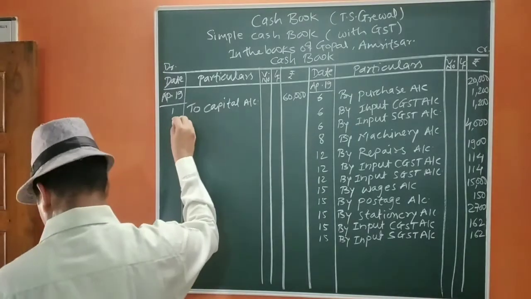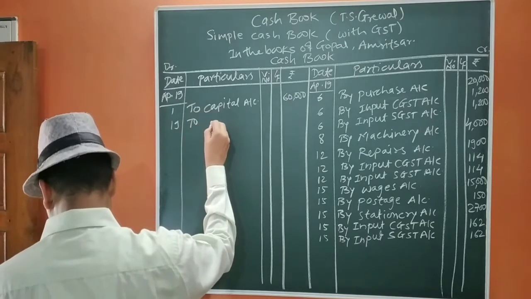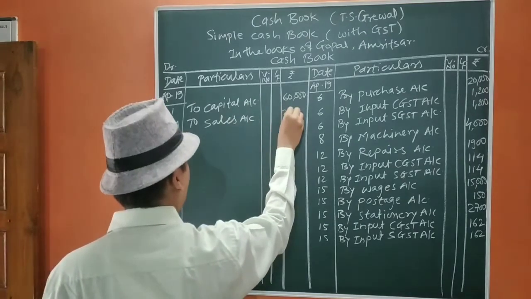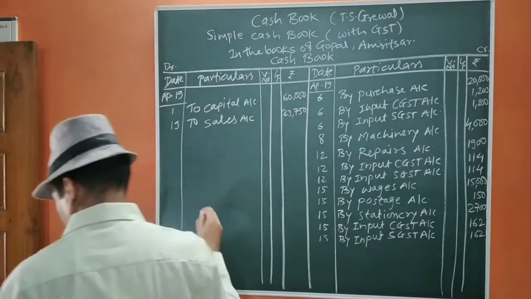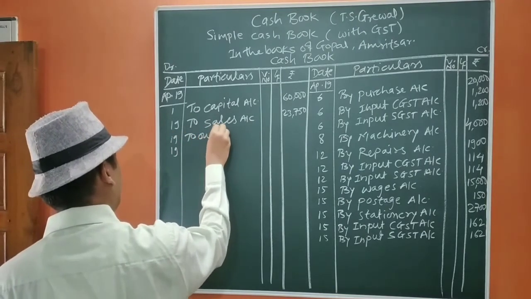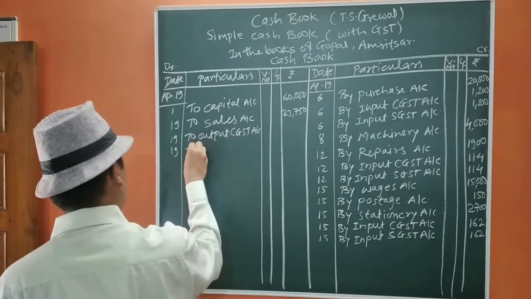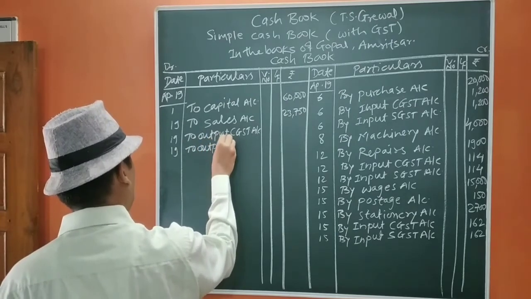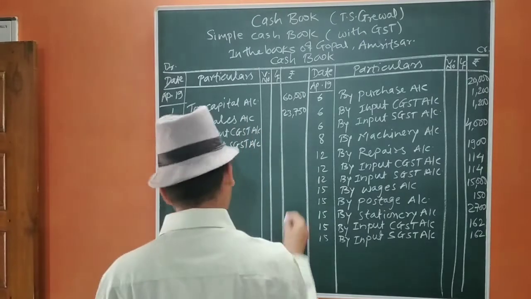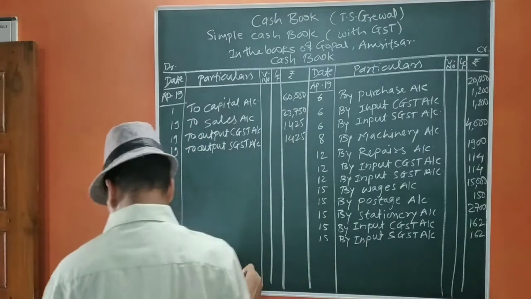Okay, that means on 19, to sales account 23,750. Okay, then sale to output CGST account, to output SGST account. The amount will be 1425, 1425.